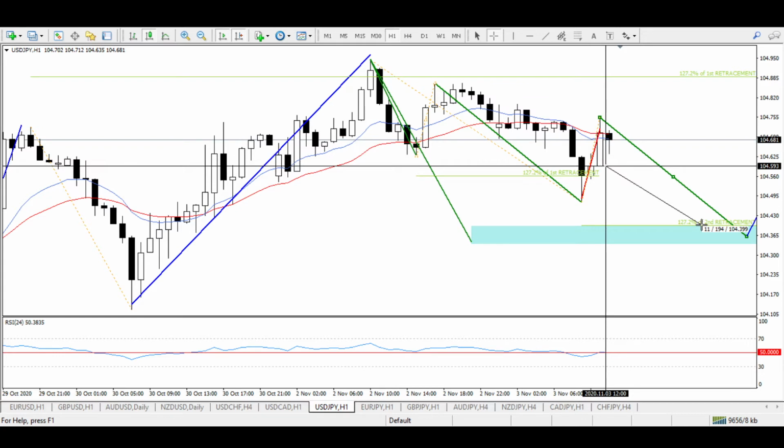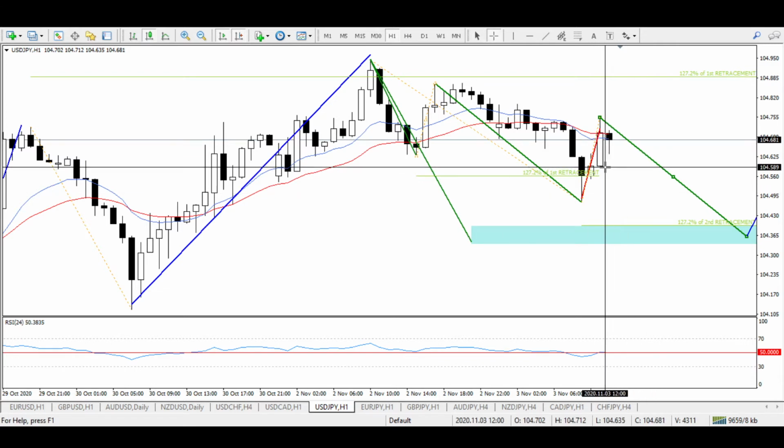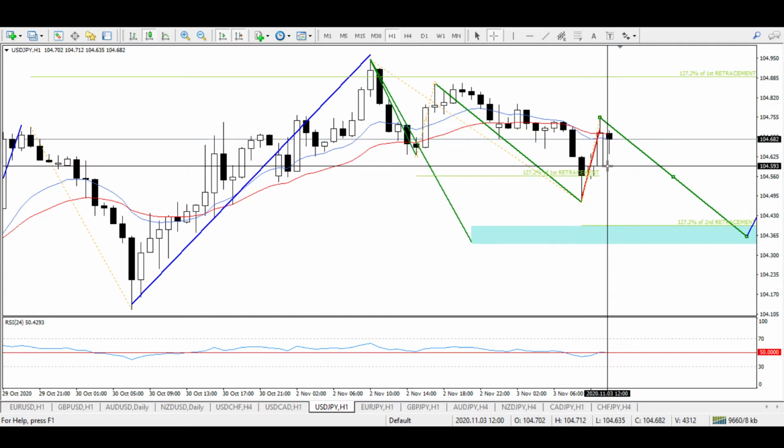So our TP is bigger than the SL, and we can set our TP at 104.399 plus 1 pip spread, so it can be 104.409. You can take this position. So we can set a sell stop right below this 104.593, so you can set it at 104.583.